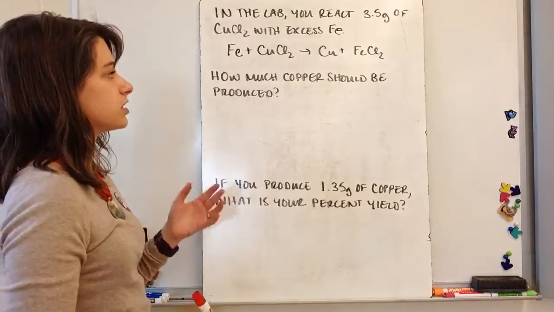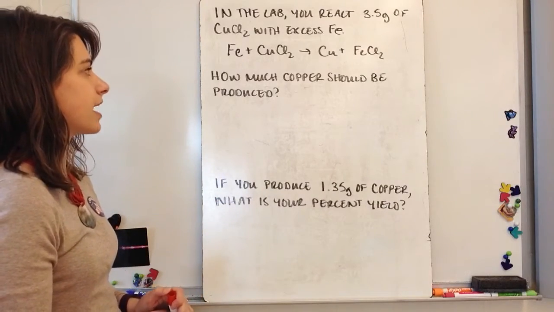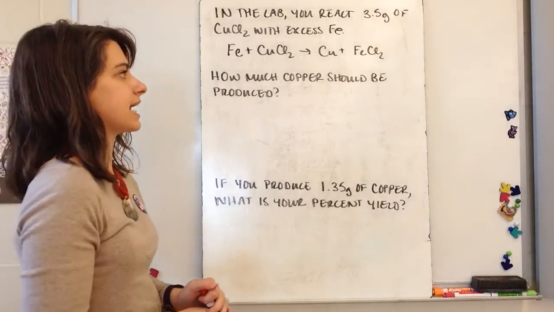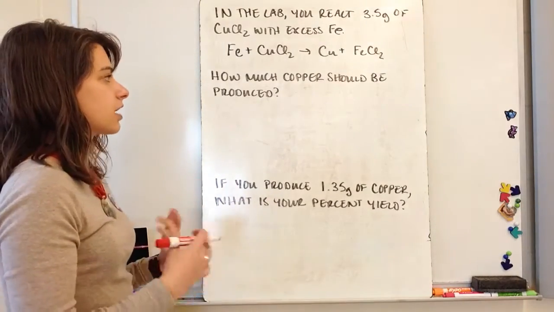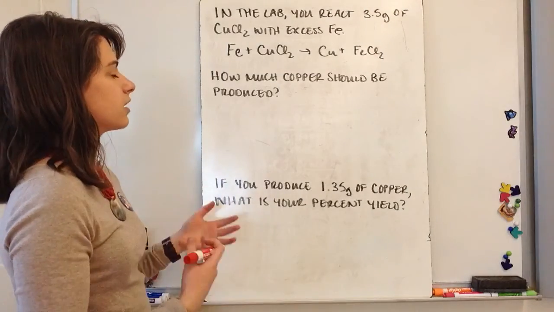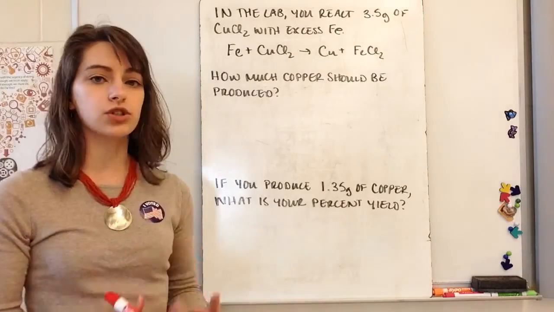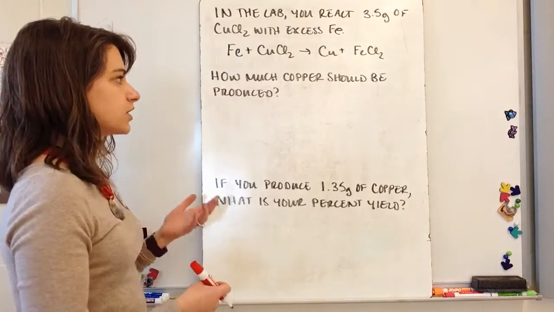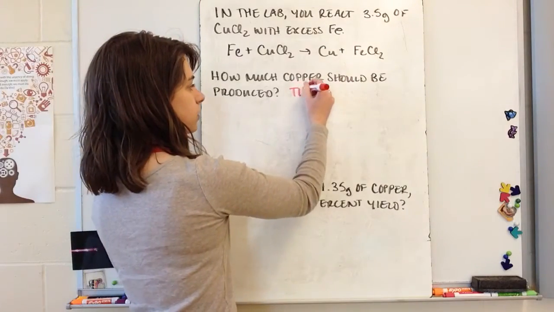Okay, so our first problem says, in the lab you react 3.5 grams of copper 2 chloride with excess iron. So we did this in class. We massed out our copper 2 chloride. We have lots of extra iron. And so we're going to react those two, and we produce copper and iron 2 chloride. There's two parts to this question. The first question is how much copper should be produced? This is our theoretical yield.